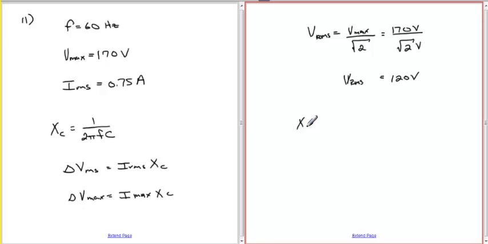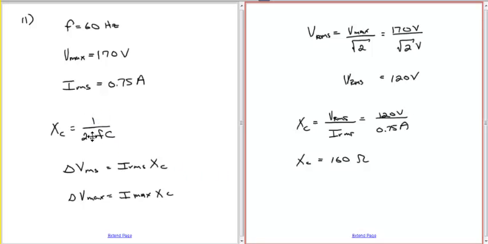So we can solve for the capacitive reactance. It's going to be equal to the RMS voltage divided by the RMS current. So we have 120 volts divided by 0.75 amps. And the units for reactance are the same as resistance, so we get 160 ohms. That is the unit for resistance.